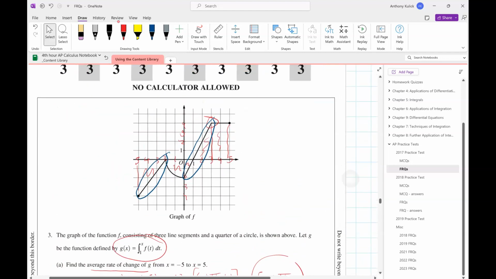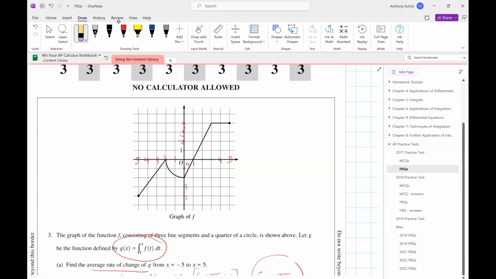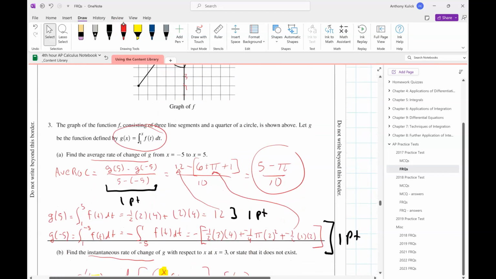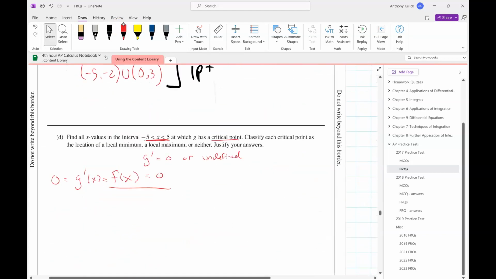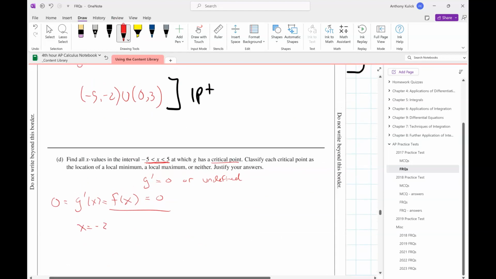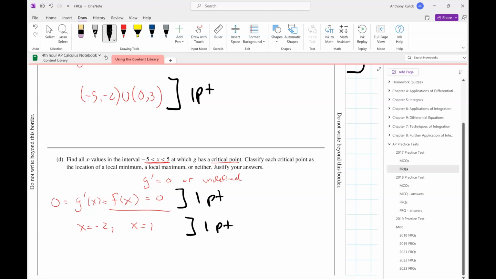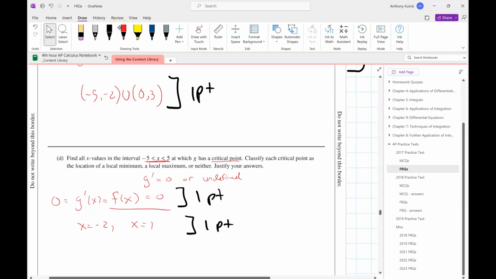Now if I go back and I look at f, f is defined everywhere, right? So I don't have to worry about that. I just have to worry about where f is 0, at -2 and 1. So 1 point would be to have written that. 1 point would have been finding them. And the last point is going to be our justification.